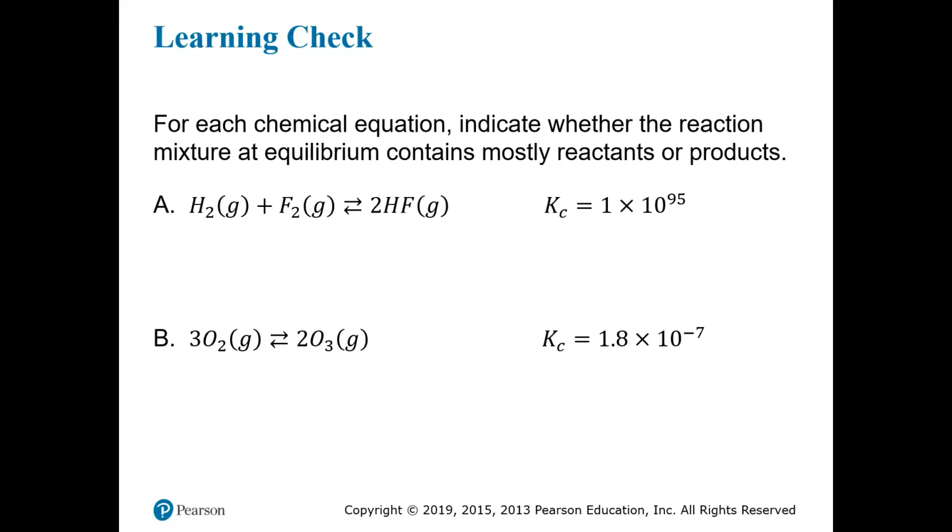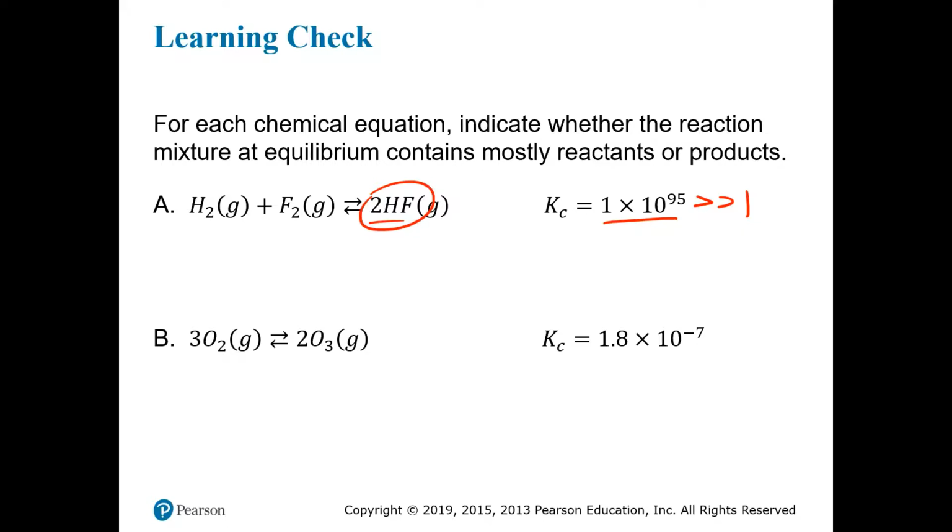Here are 2 more examples. In the first equation, you have hydrogen gas combining with fluorine gas to produce hydrogen fluoride gas, and the equilibrium constant for this reaction is 1 times 10 to the 95th. This is an extremely large number, much, much bigger than 1, and so what this means is that this reaction does proceed mostly to the right, and so at equilibrium you'll have mostly products, mostly molecules of hydrogen fluoride with very little of the separate gases left over.